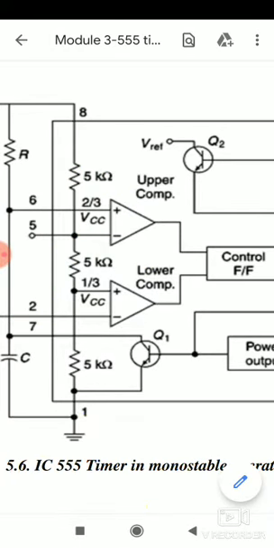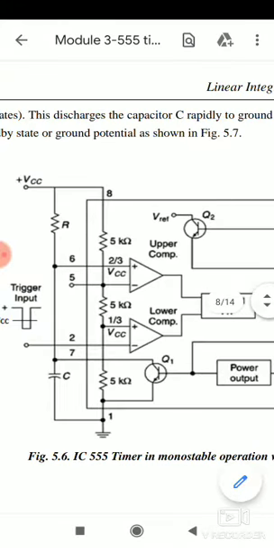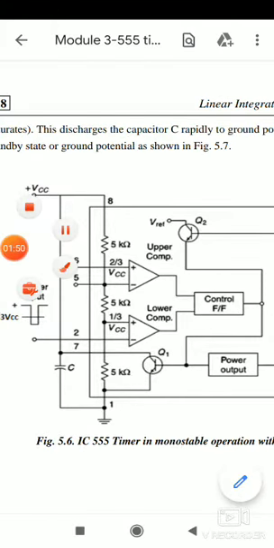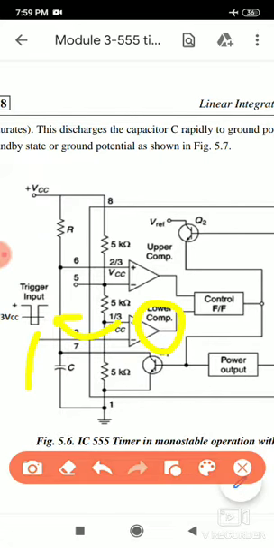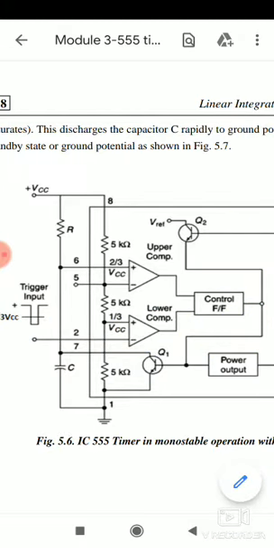So we can start with the lower comparator. Once the negative going trigger pulse is applied to the inverting terminal of the lower comparator, the lower comparator will compare the node voltage with the negative trigger pulse. If the negative trigger pulse amplitude is less than 1 by 3 VCC, the lower comparator is on. Lower comparator on means it sets the flip-flop output. Set means Q equal to 1 and Q bar equal to 0.